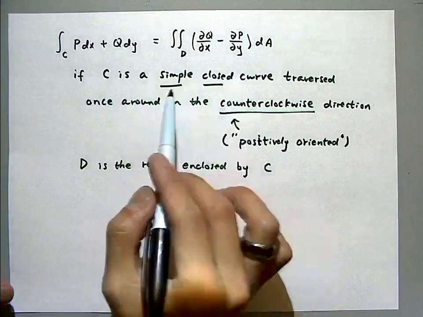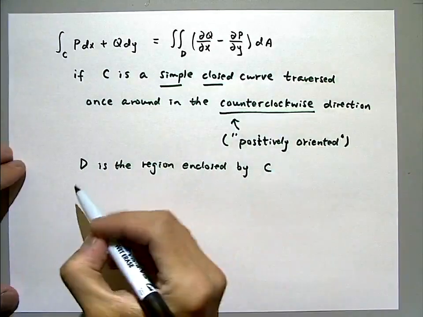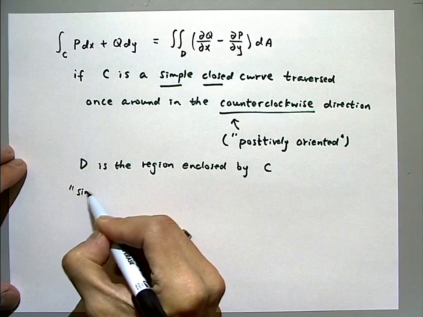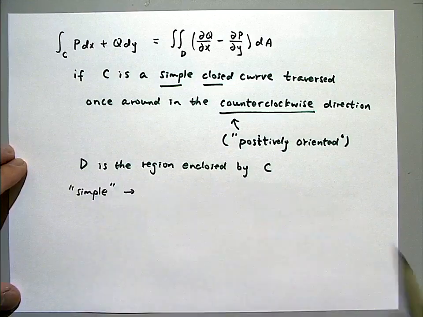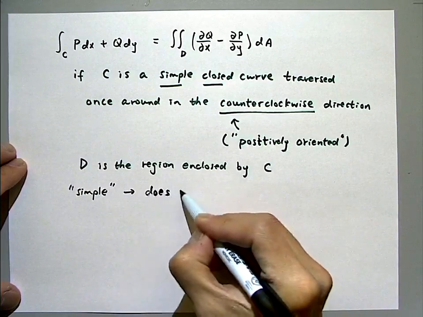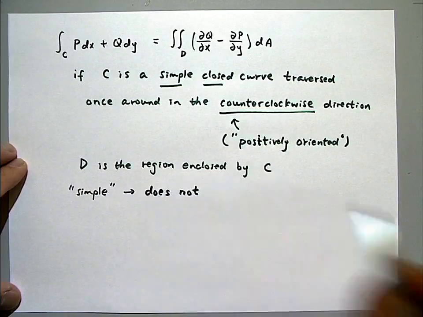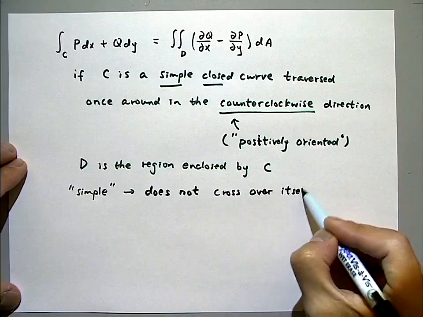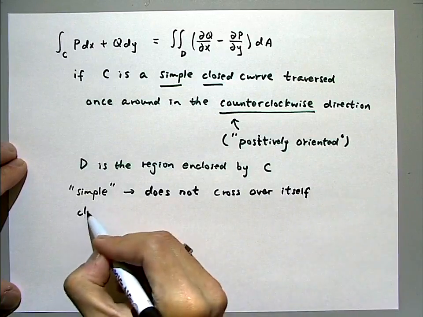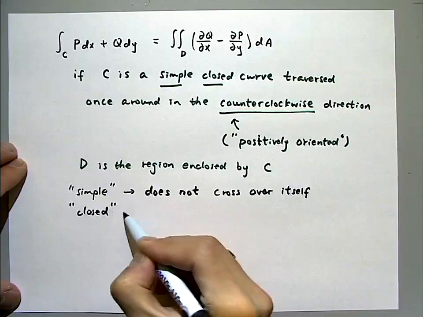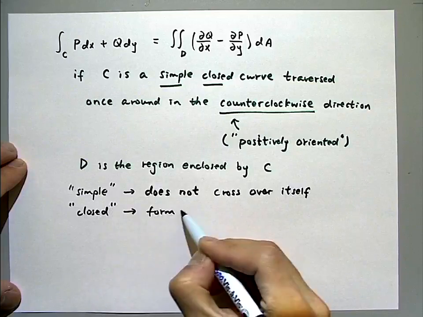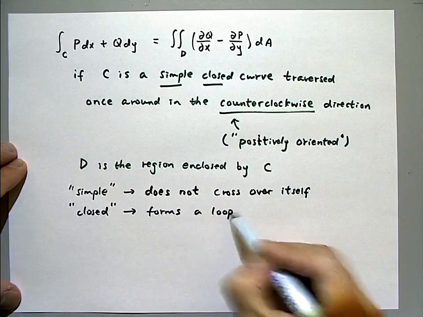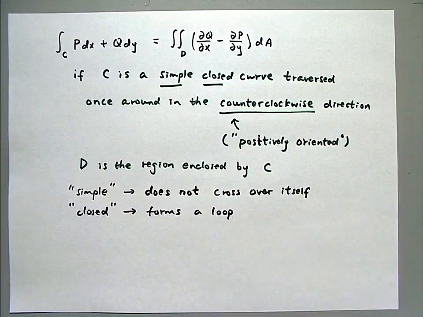Okay, so a couple definitions of these terms. We've seen the term simple before. When you say a curve is simple, it means that the curve does not cross over itself. Closed means it forms a loop. So we're talking about C being a loop, but it doesn't cross over itself. Other than that, it can have any kind of shape.